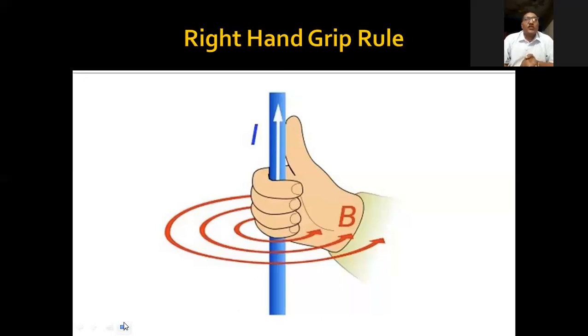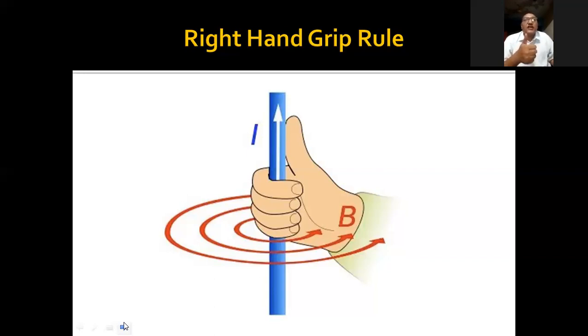So what you will do is hold that conductor in your right hand in such a way that your thumb is pointing in the direction of the current. And when I say current, I mean conventional current. So if you are holding that conductor in your right hand, with the thumb in the direction of the current, then the curls of your fingers represent the magnetic field.